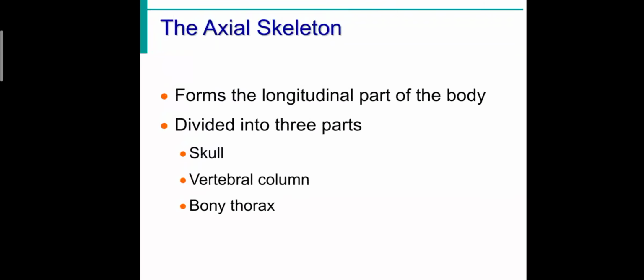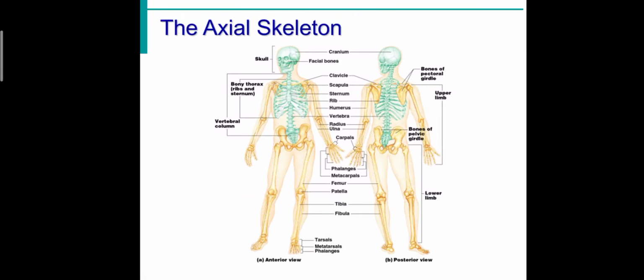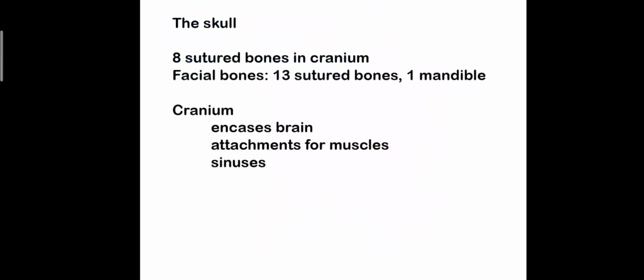The axial skeleton forms the longitudinal part of the body, divided into 3 parts: skull, vertebral column, and bony thorax. The skull: 8 sutured bones in cranium, facial bones, 13 sutured bones, 1 mandible. Cranium encases brain. Attachments for muscles, sinuses.